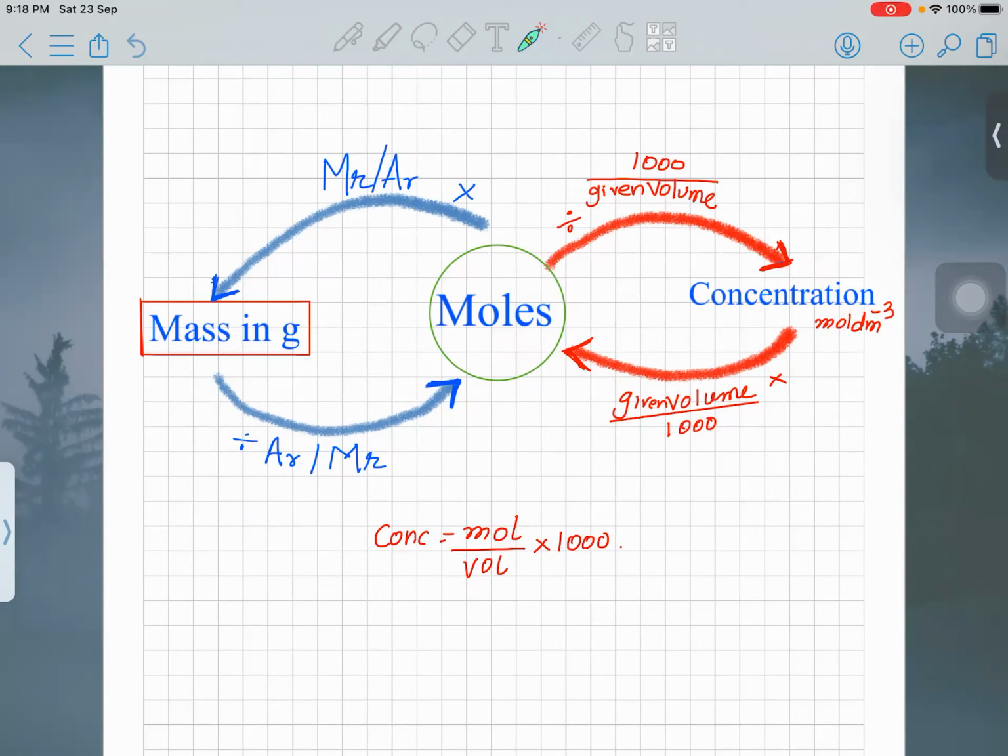Let's suppose moles are 5 into 10 to the power minus 3, and the given volume is 5 cm cube. Then multiply by 1000, you will get the concentration. Means 5 into 10 to the power minus 3 divided by given volume and then multiply by 1000. Same thing.